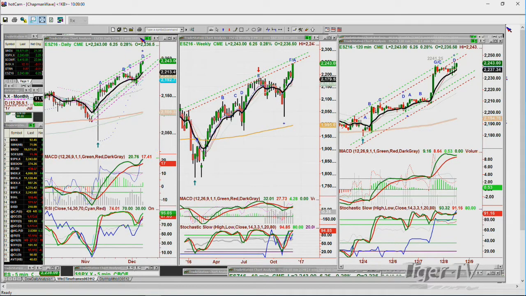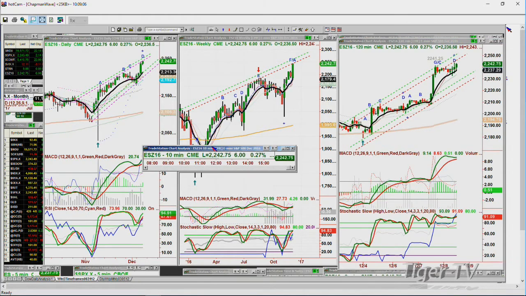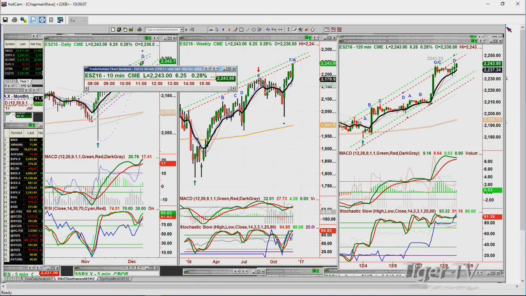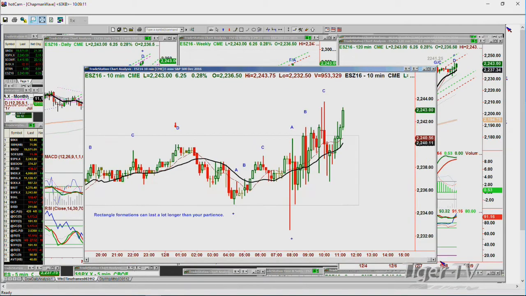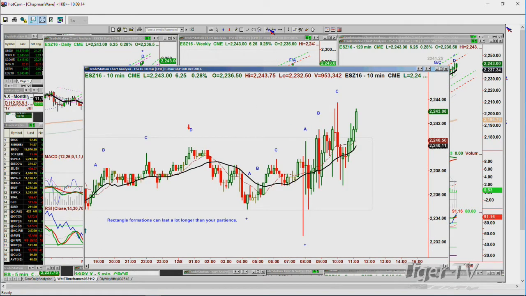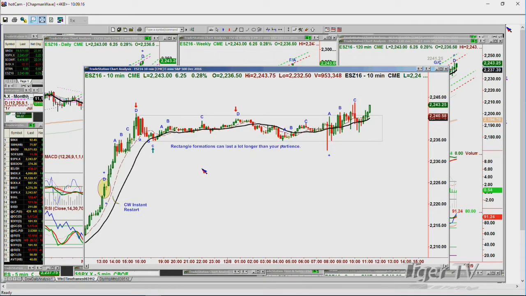But I'm going to run this now very quickly because tomorrow's Technical Friday. I'll get more into the technicals. I just wanted to show you the 10-minute chart. I sent this to subscribers this morning to show them, and I showed it in the den as well. I have an expression that says, rectangle formations can last a lot longer than your patience.